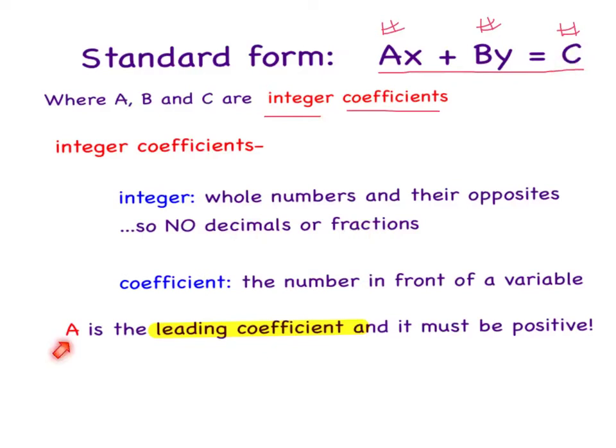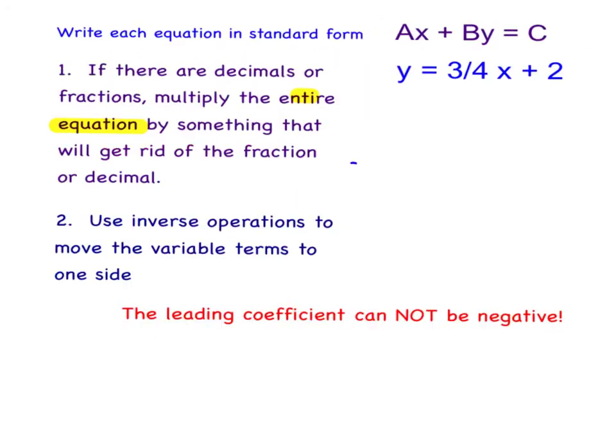The other point I want to make is that for it to be in standard form, a is the leading coefficient and it has to be positive. So this a, the coefficient of x, cannot be negative. So to write an equation in standard form, the first thing you need to see is if there are any fractions or decimals. If there are fractions or decimals, you have to multiply the entire equation by something that will get rid of it. So looking at this equation, I see a fraction right here.